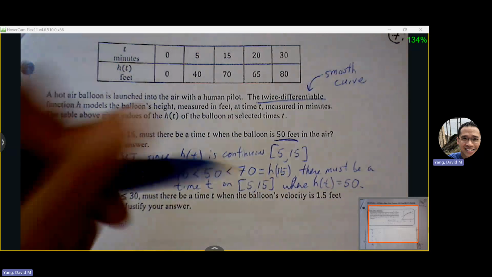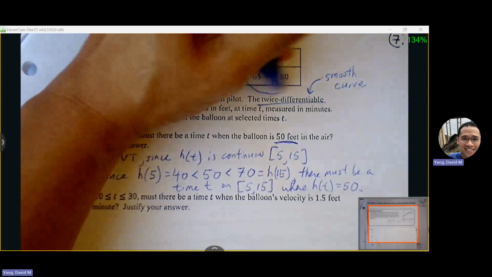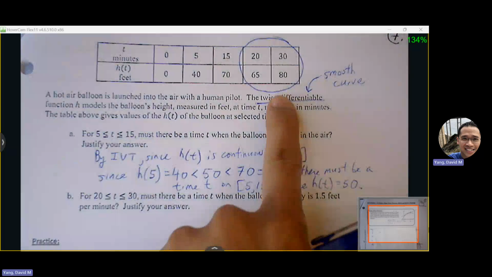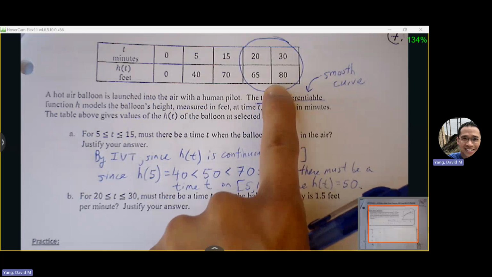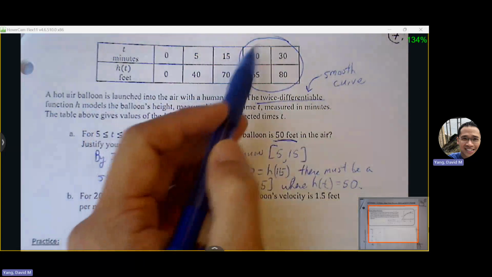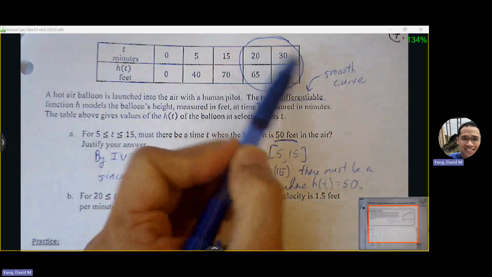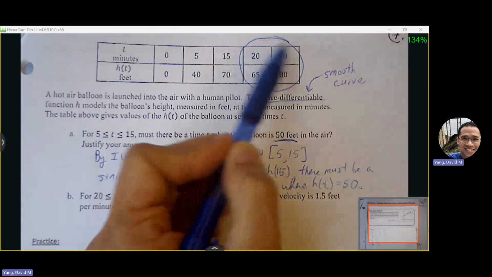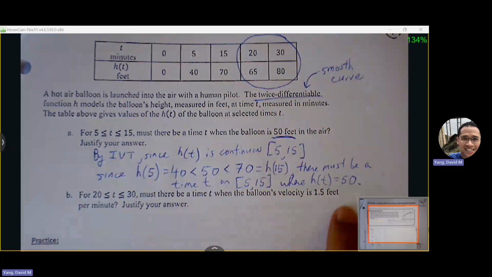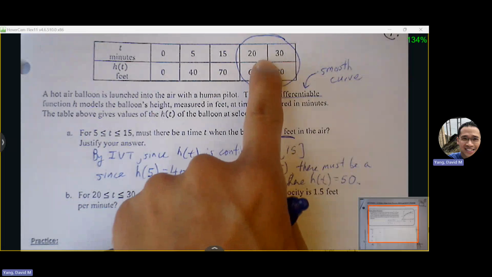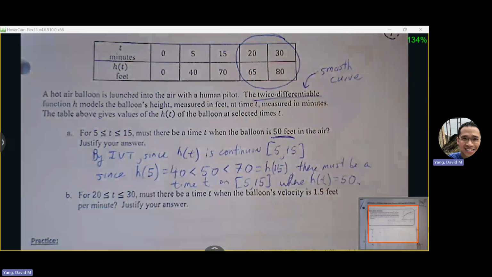So this is where mean value theorem comes in. We're going to find the slope between these two endpoints, figure out what its average velocity is in this time period. Because if we can show that the balloon's average velocity is 1.5, then there must be a time when the balloon is going to reach 1.5 feet per minute.